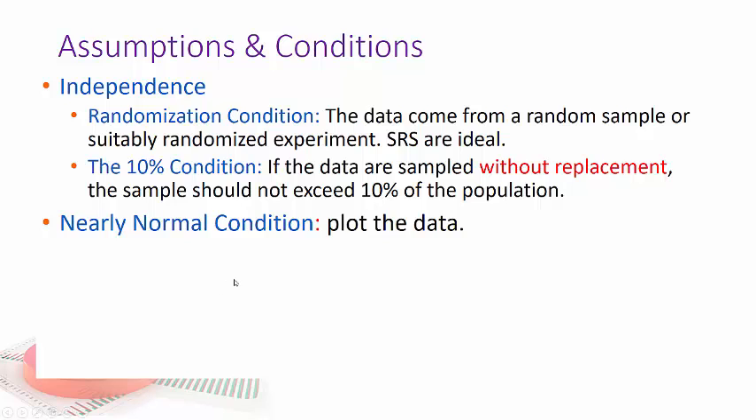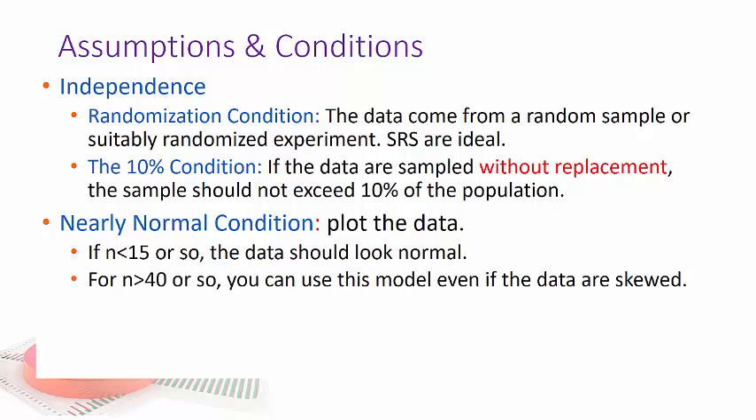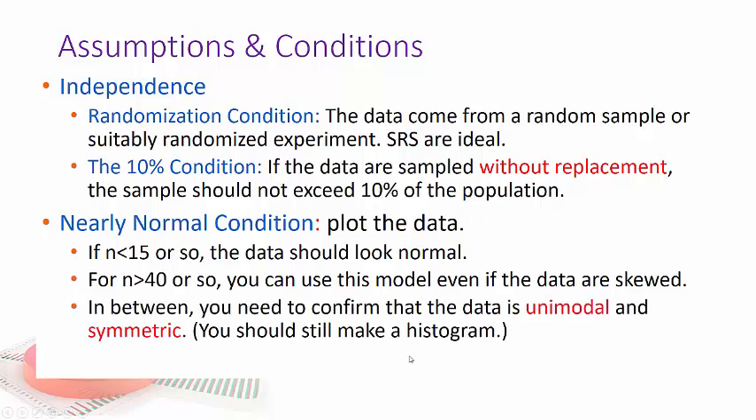Now, we do need a nearly normal condition for our original data. So the best we can do, all we have is our sample. So if our sample is less than 15 or so, we're hoping it looks kind of normal. You know, like there's a peak and it's nicely distributed. For n greater than 40 or so, you can use this model even if the data are skewed, okay? Now, in between, all you need to know is that the data is unimodal, one peak, and symmetric, so you can fold it in half and it looks about the same. You should always make a histogram for all of these, even for n greater than 40.